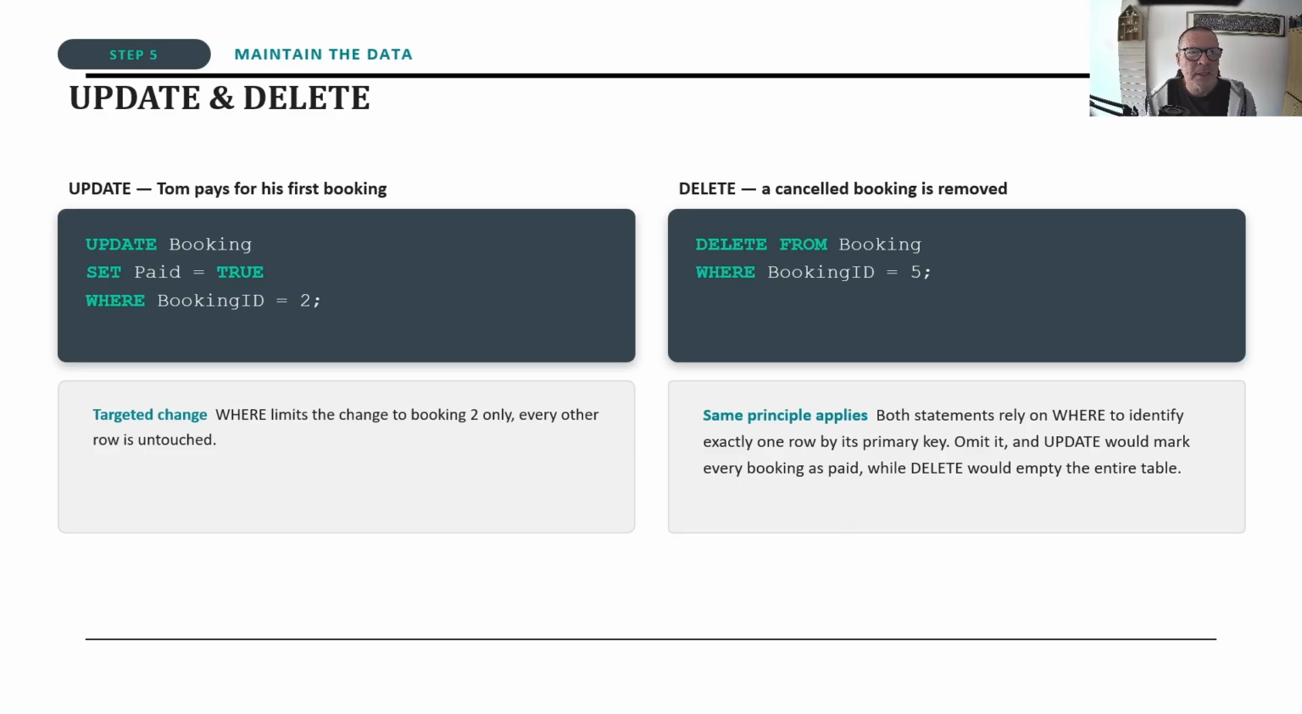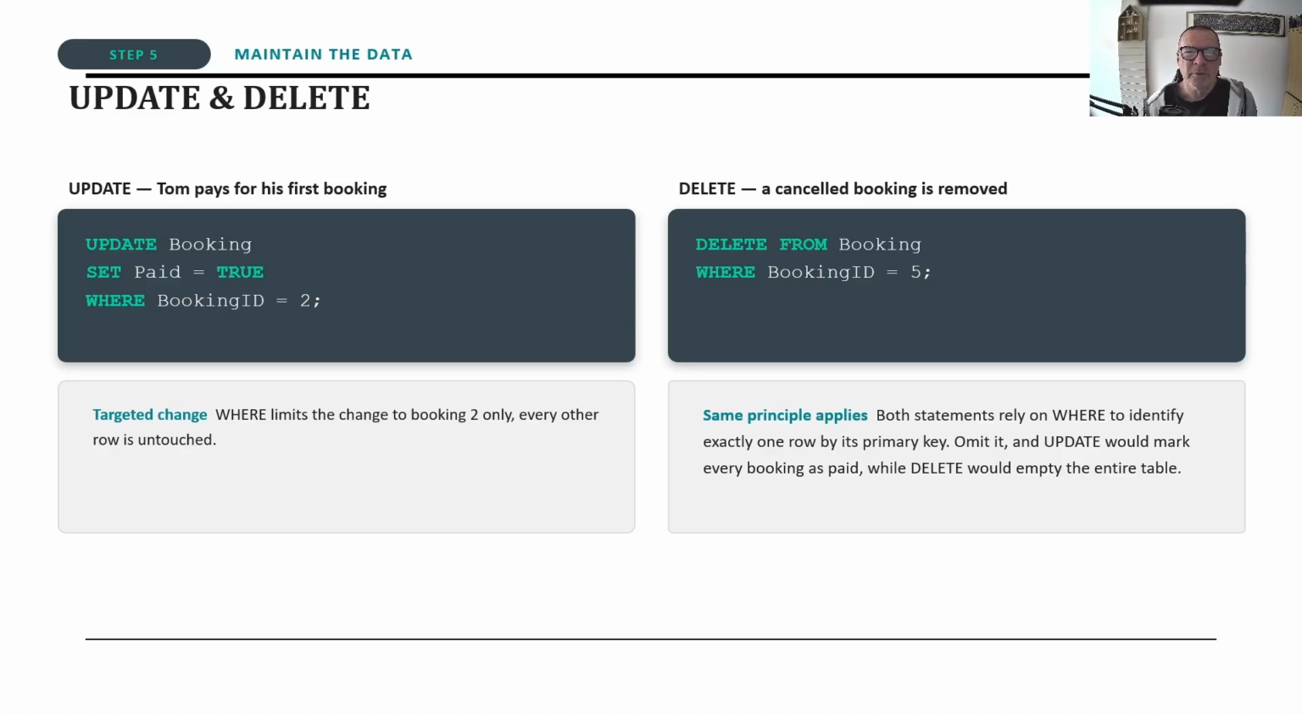Now we're doing a bit of maintenance on the data. So in the first case, Tom is paying for his booking, so we need to make sure that paid is set to true. So all we're going to do is say update booking and then use the word set and the attribute that needs to be changed. So update booking set paid equals true, where booking ID equals 2. Of course that where is important because I want to make sure we set the right person to paid and not everybody or the wrong person.